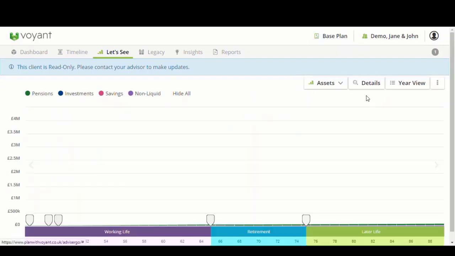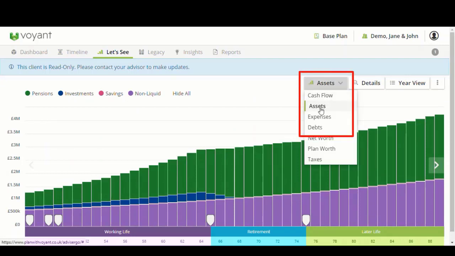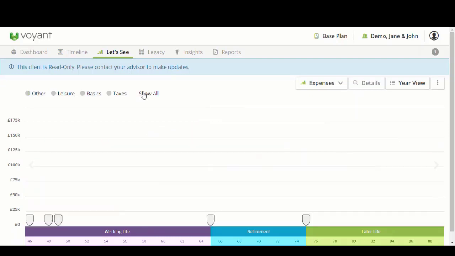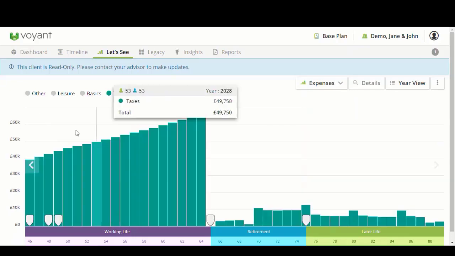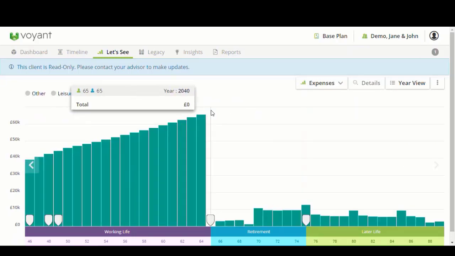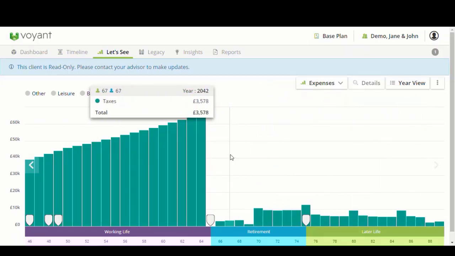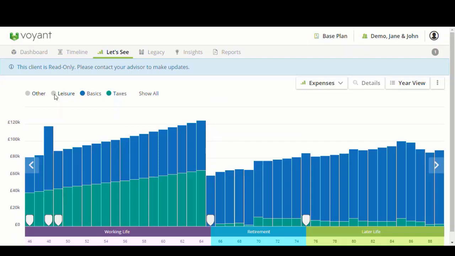Let's have a look at the expenses chart. And again, we'll hide all. As the clients are working, they're paying a lot of tax within the plan, as you can see from this graph. Once they reach retirement, they're still paying a little bit of tax, but not as much as they were in the early years. Next, they also have their basic expenditure, and they also have their leisure expenditure.